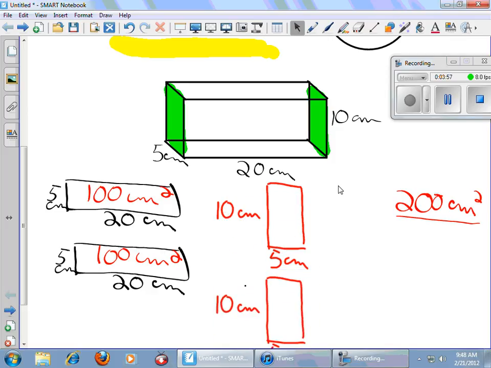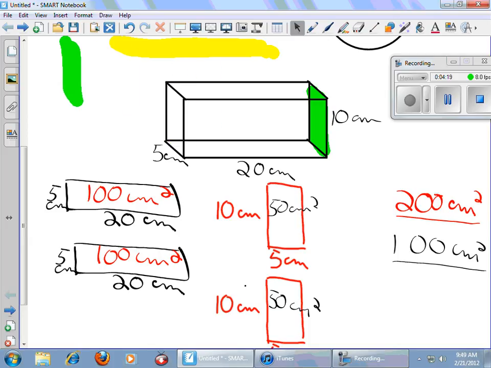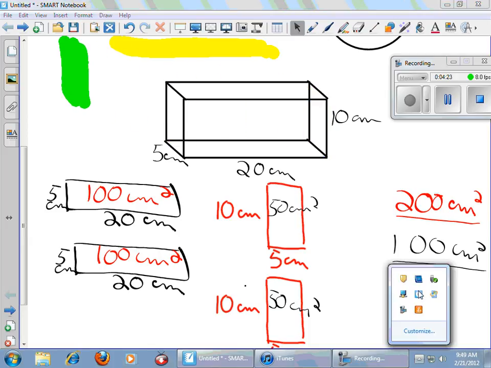And I'm going to figure out the area of these guys. Well, 5 times 10 is 50. This will be 50 centimeters squared and 50 centimeters squared. Putting those together gives me 100 centimeters squared. I'll underline that. Save it for later. All right, I've done four of the faces. I need to do two more. And the two I need to do would be the front and the back.